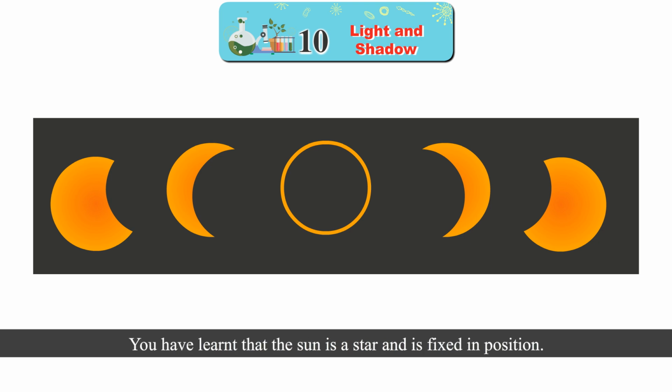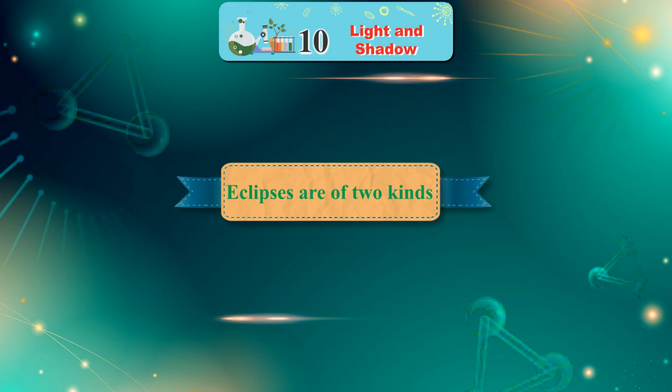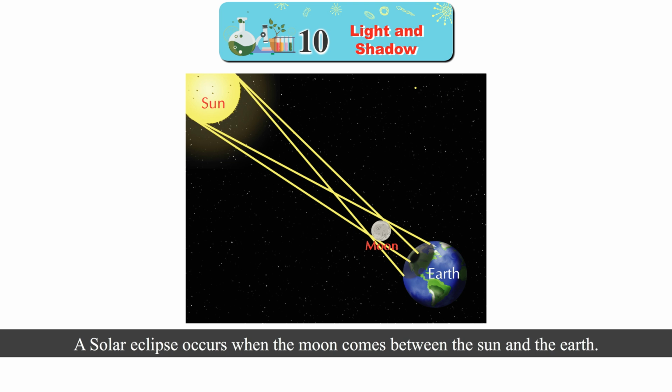You have learned that the sun is a star and is fixed in position. The earth revolves around the sun, and the moon revolves around the earth. When the sun, earth, and the moon come in a straight line, an eclipse occurs. Eclipses are of two kinds. A solar eclipse occurs when the moon comes between the sun and the earth. The moon casts its shadow on the earth. People on some parts of the earth cannot see the sun.